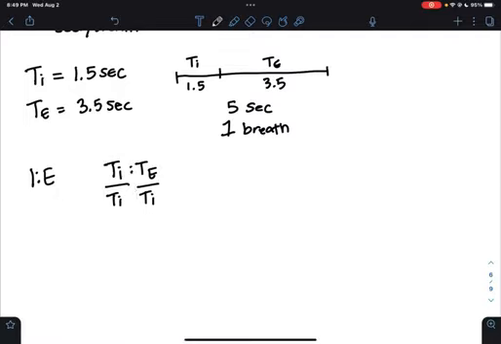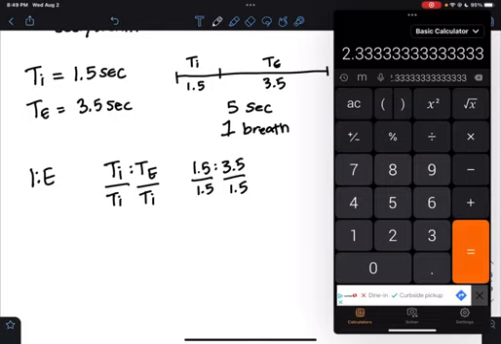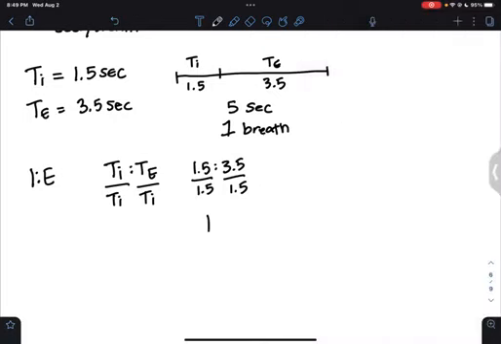So let's do this example. 1.5 to 3.5. So you just divide both sides by 1.5. I would get 2.3. So it would be a 1 to 2.3 IE ratio.